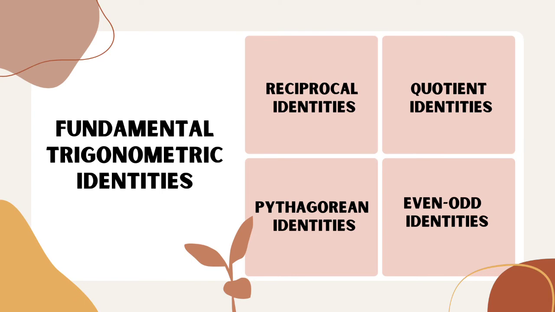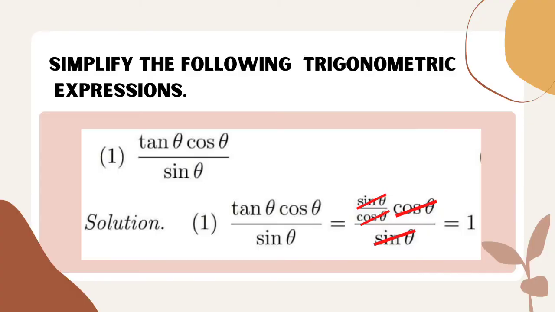Those fundamental trigonometric identities can be used to simplify trigonometric expressions. To prove that, we need to simplify the following trigonometric expressions. Example number 1: tangent theta times cosine theta over sine theta. The solution of this will be tangent theta times cosine theta over sine theta.